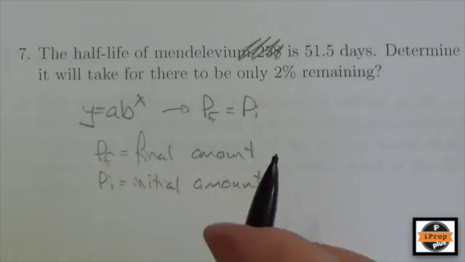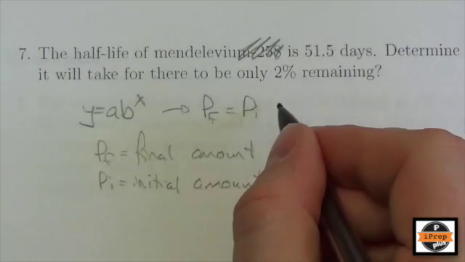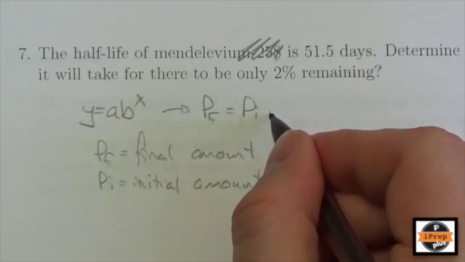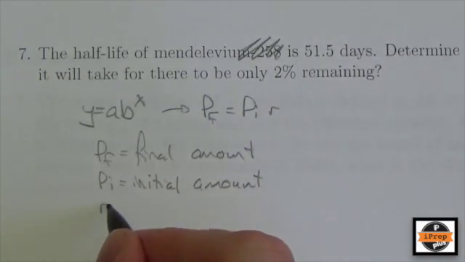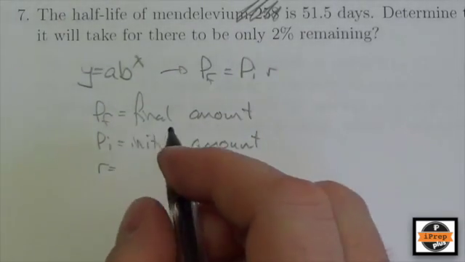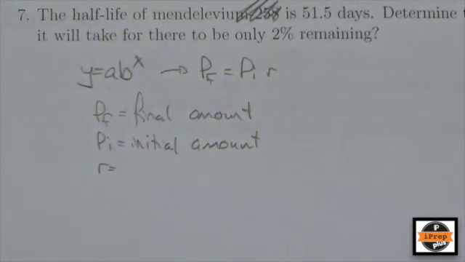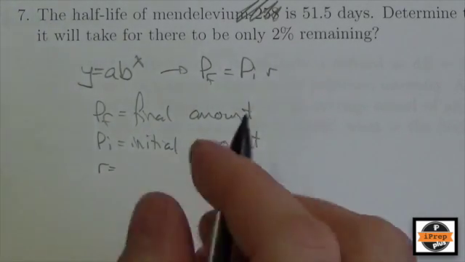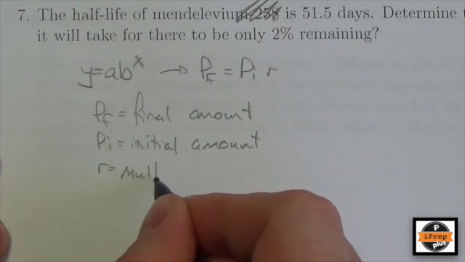And then I'm going to let b here, we're going to use the variable r here. This is going to be our rate. Okay, now, rate of growth, rate of decay. In this case right here, this is more closely related to this ant problem that we just did. This is going to be like our multiplication factor.